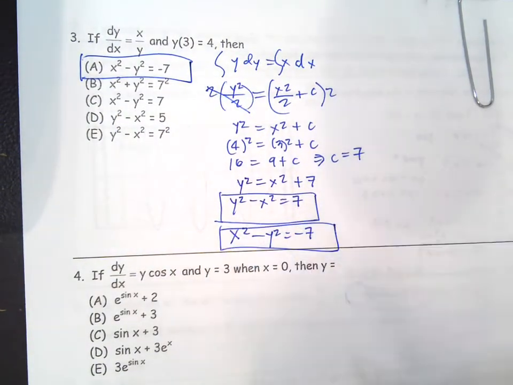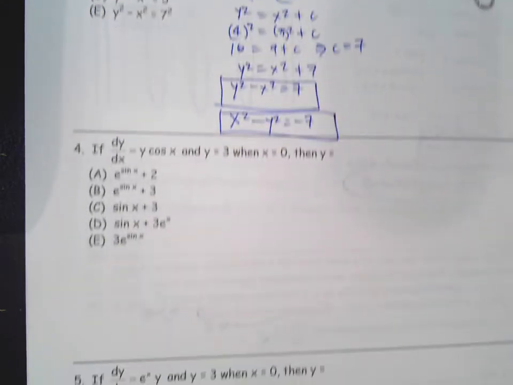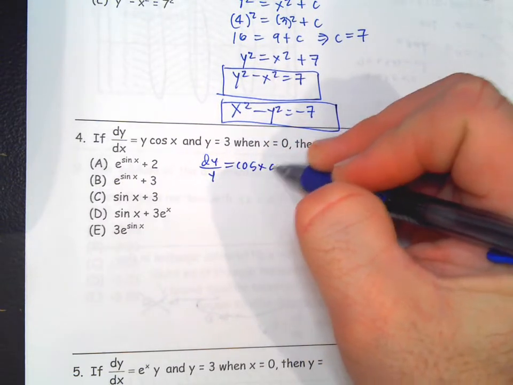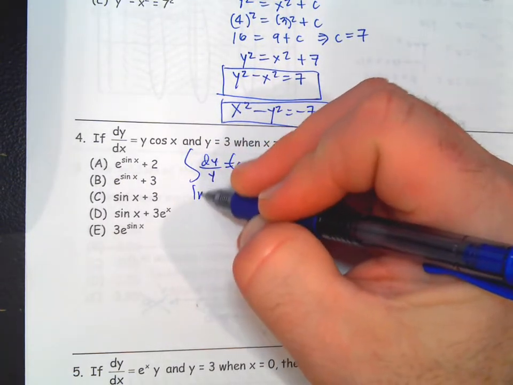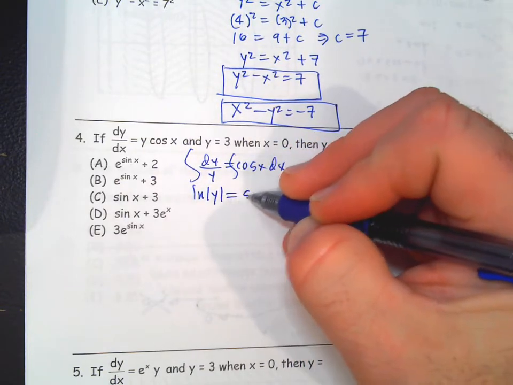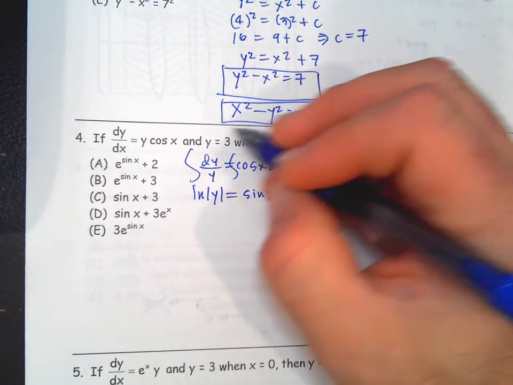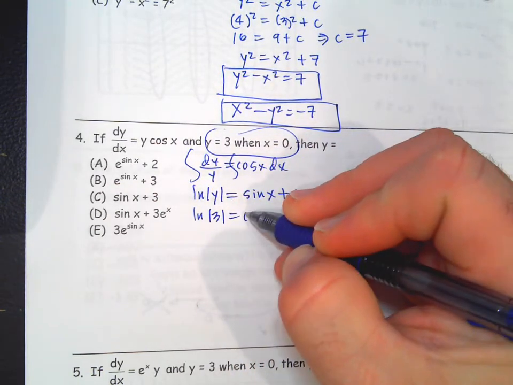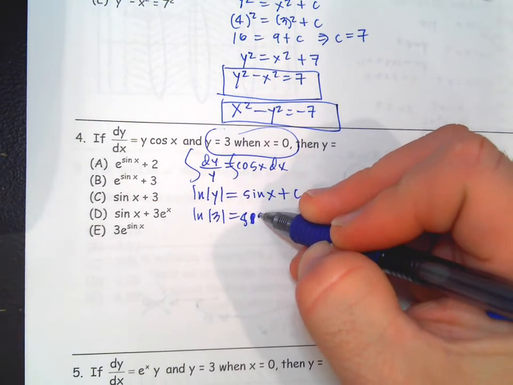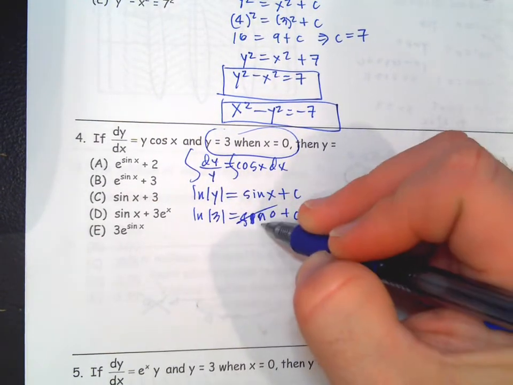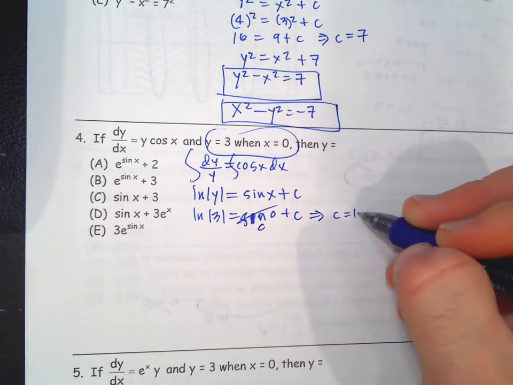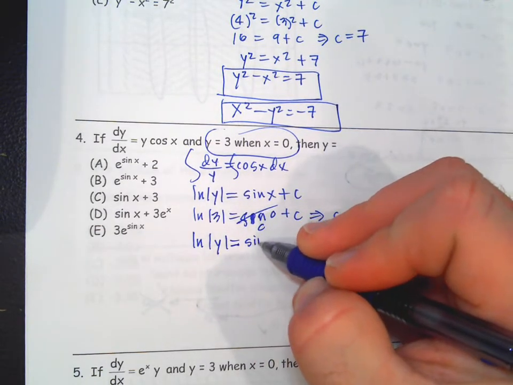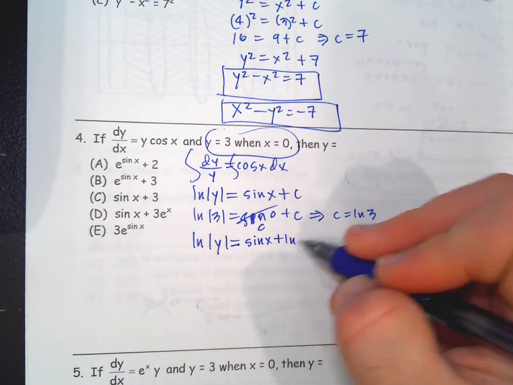So sometimes you have to manipulate your answers. Next one, separate the variables, integrate both sides: natural log of the absolute value of y equals sine x plus c. We use the initial condition, plug in 0, that's going to be 0, so c equals natural log of 3. So natural log of the absolute value of y equals sine x plus natural log of 3.